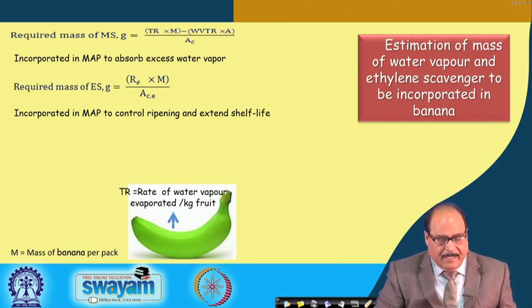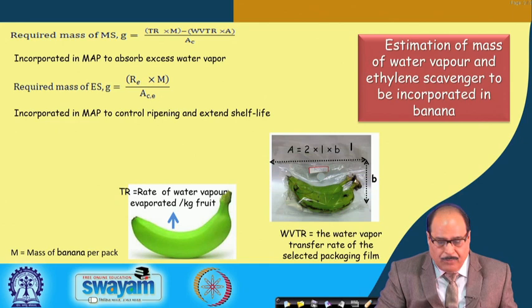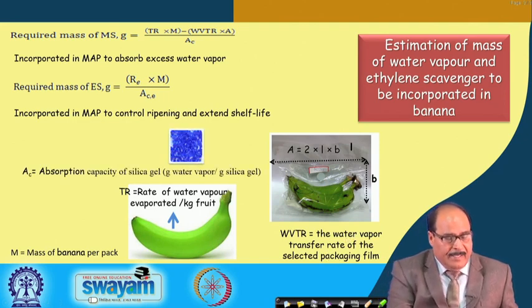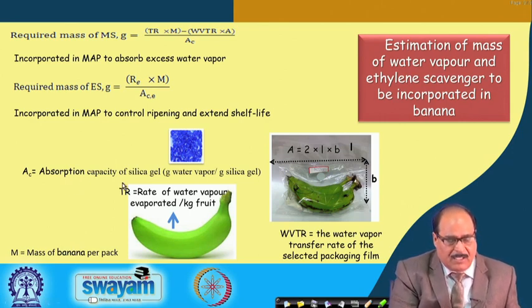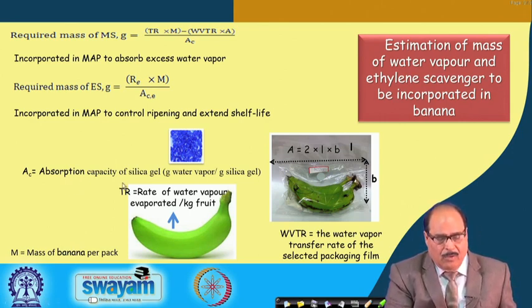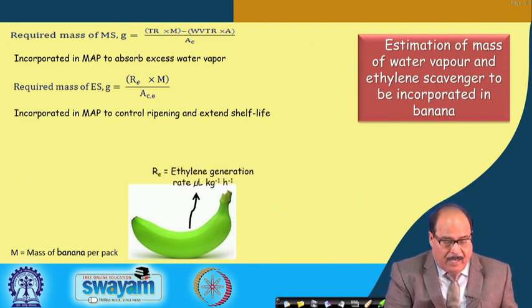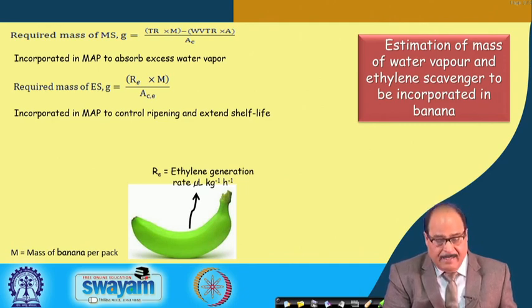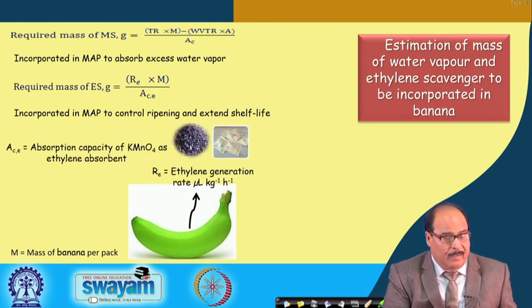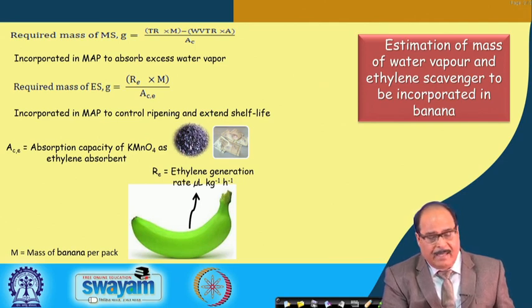Right. The TR is the rate of water vapor evaporated per kg of fruit. Then WVTR can be used, if you have that area, as the water vapor transfer rate of the selected packaging film. AC is the absorption capacity of silica gel, that is gram water vapor per gram of the silica gel. RE is the ethylene generation rate, mole per kg per hour. ACE is the absorption capacity of KMnO4 as ethylene absorbent.